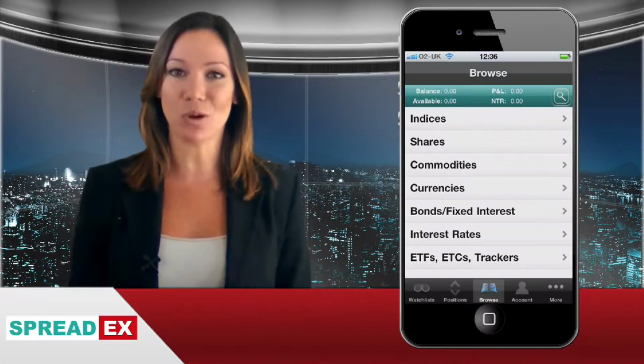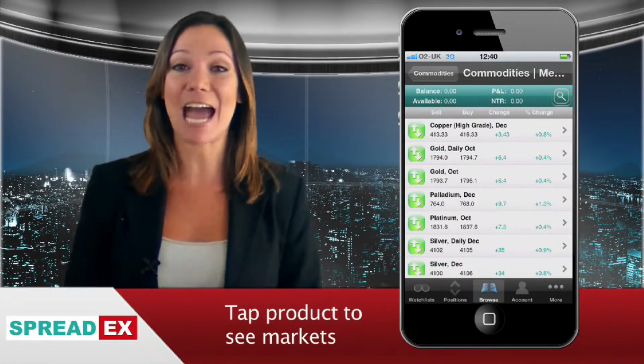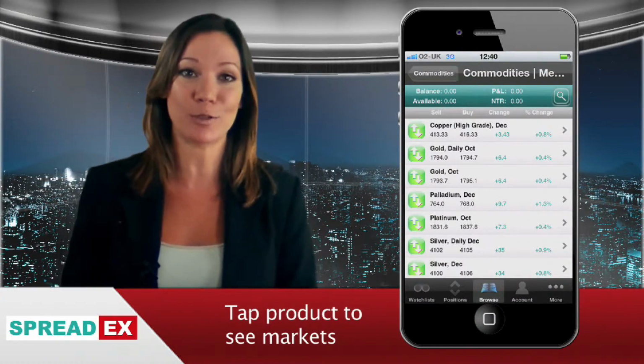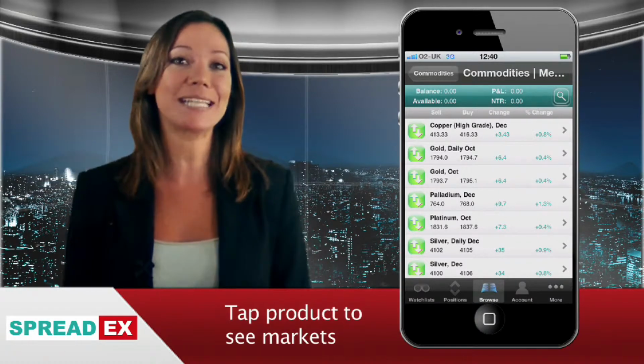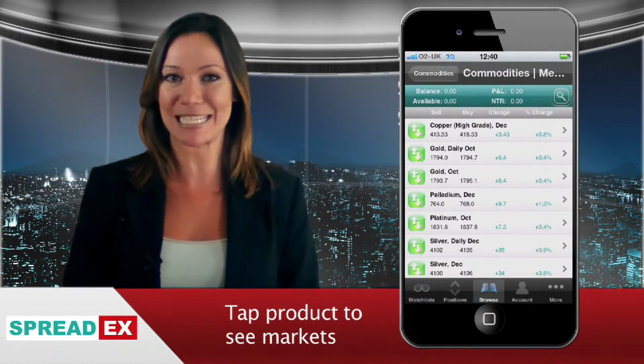Scroll to the product you want and tap it to see the markets you can trade. You can see the markets listed alphabetically. At a glance, you can see whether the market is open or closed for trading, the current buy and sell price of the instrument, and how much the market has moved over this current trading day.